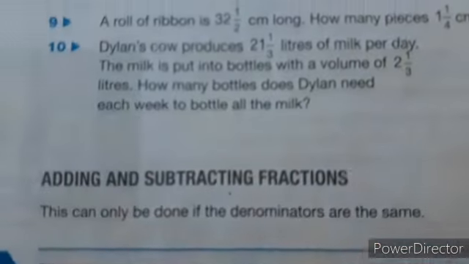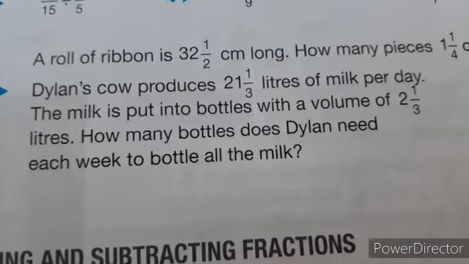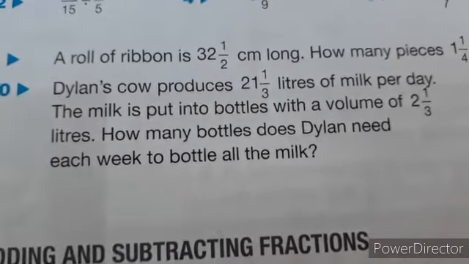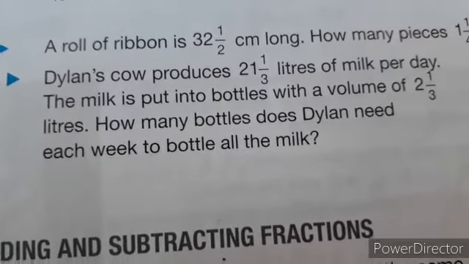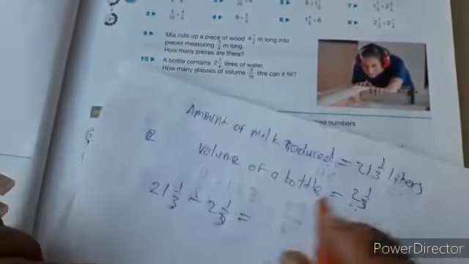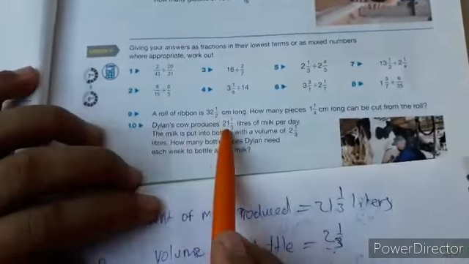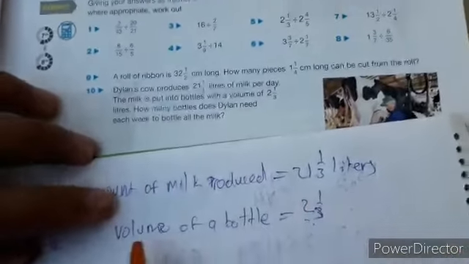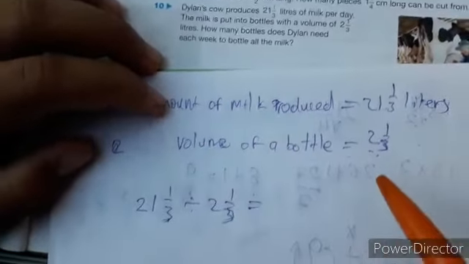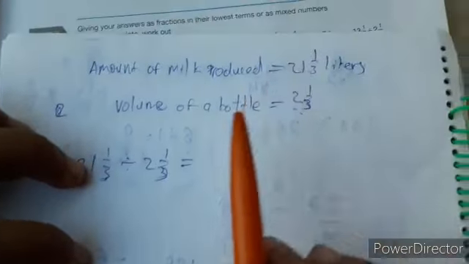So Dylan's cow produces 21 and 1 over 3 liters of milk per day. The milk is put into bottles with a volume of 2 and 1 over 3 liters. How many bottles does Dylan need each week to bottle all the milk? So basically in this question we'll calculate the amount of milk produced. The amount of milk produced was 21 and 1 over 3 liters, and the volume that a bottle can hold is 2 and 1 over 3 liters. So now we are finding the number of bottles needed.